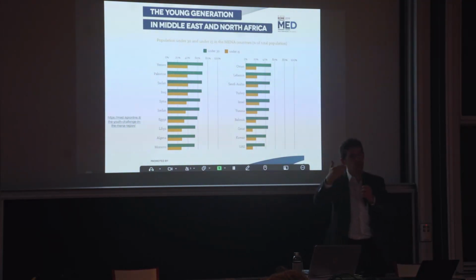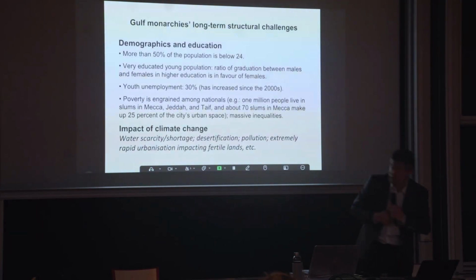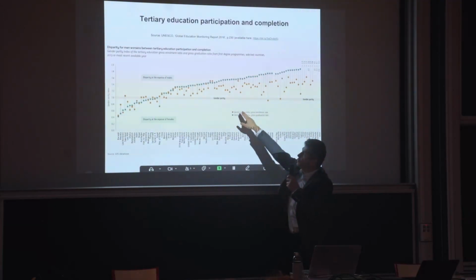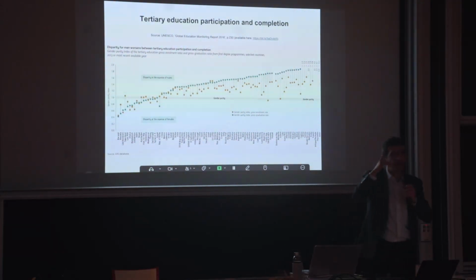So you have very big generations of people who are now between 10 and 20, who are coming to the job market, who have been educated, and who are in very different minds compared to their previous generations. Very educated young population, and especially a very high proportion of females in higher education. I won't go into much detail on that, but you will have this slide. What is quite interesting is that this line is a gender parity between male and female, so a parity between male and female in the higher education system.